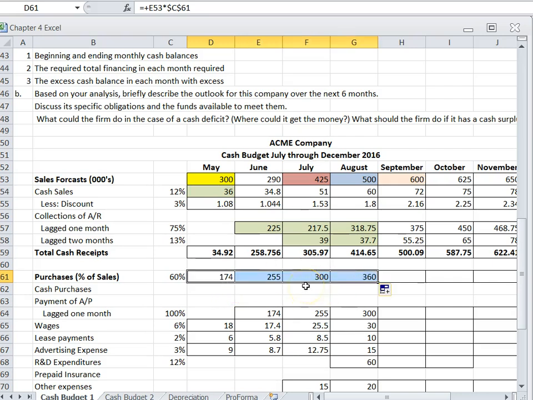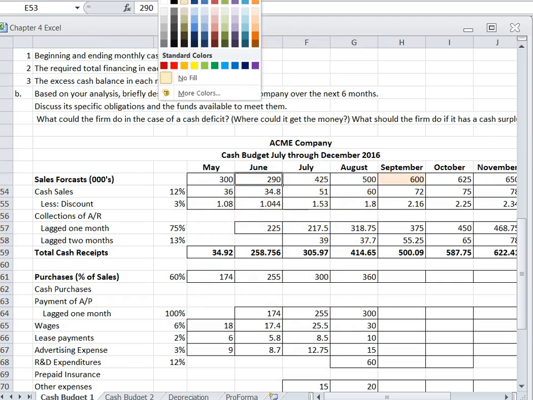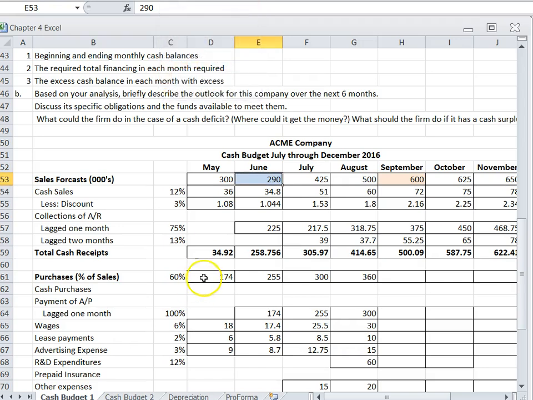Okay, better. So let's discuss what's happening here. Take these colors off. Okay. So now, when you're forecasting sales in June, a month, in order to make these sales, you have to make your products. So a month before, you're going to have to purchase your materials so you have your products ready to sell in June.